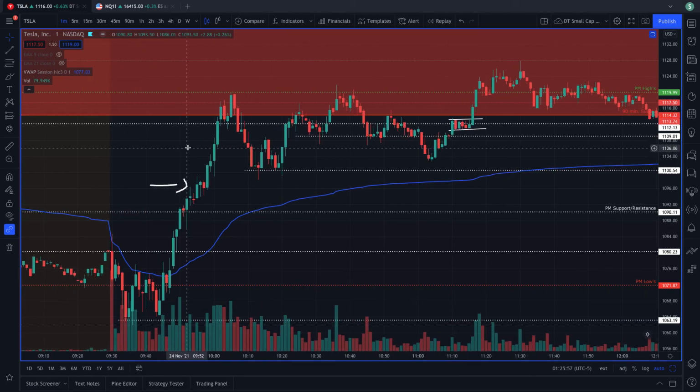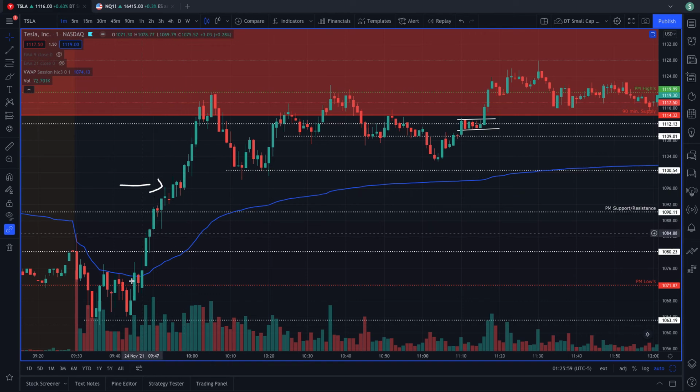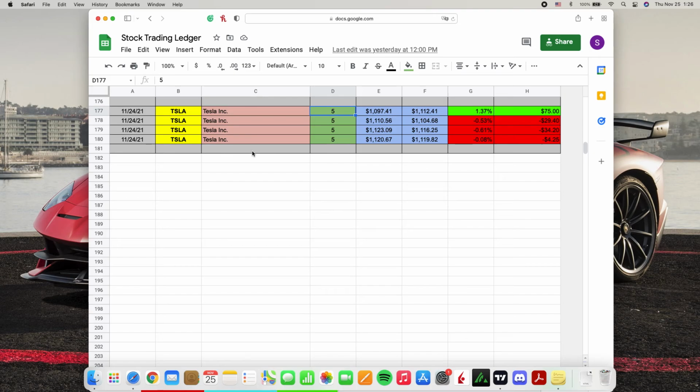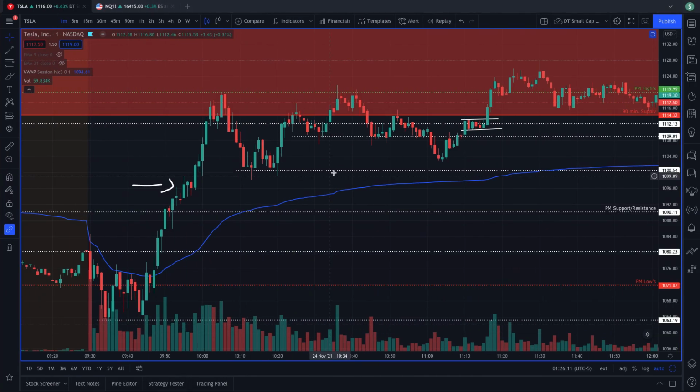But again, options are a lot riskier. But knowing that I could have been up 1,000 in a day had I done options. Anything else that I need to go over? No, I think that's pretty much it.